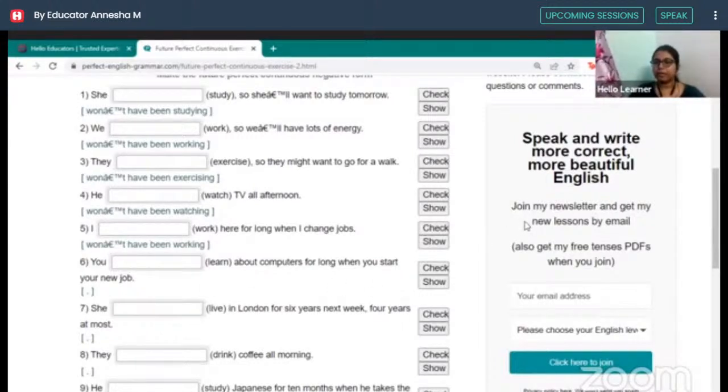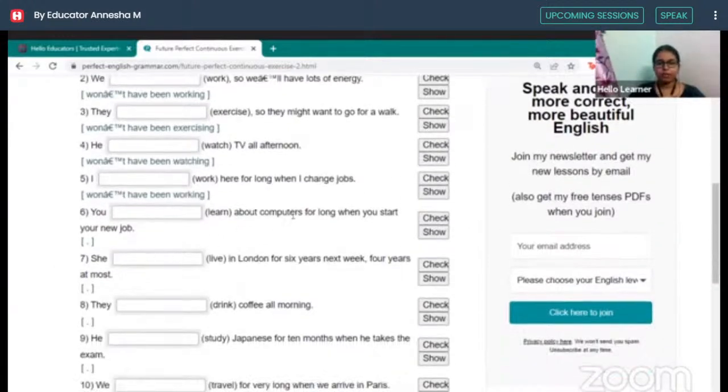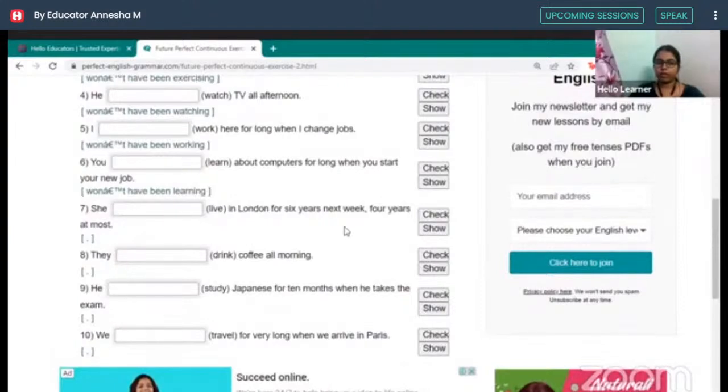After Dipali, we have Abhay. Yes, Abhay, would you like to try? Ma'am, can I try a second one? Yes, definitely, Dipali. Tell us the sixth one. You will not have been learning about computers for long when you start your new job. Very good, Dipali. Absolutely correct again. Very good. Thank you so much. Next one, who wants to answer?